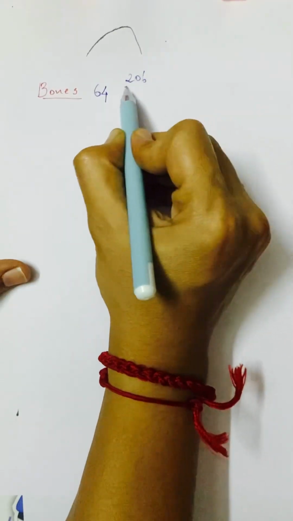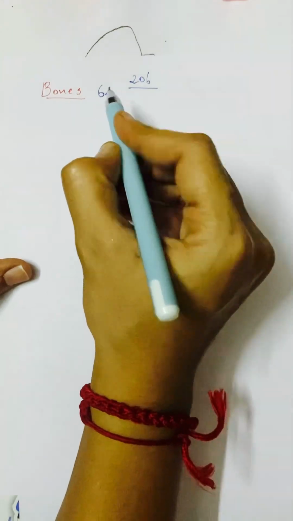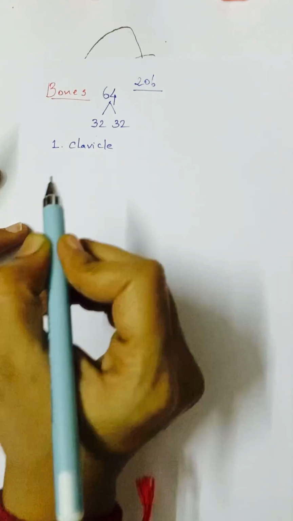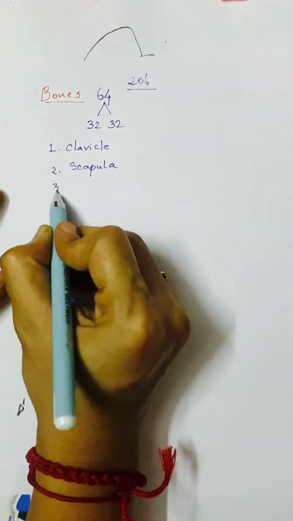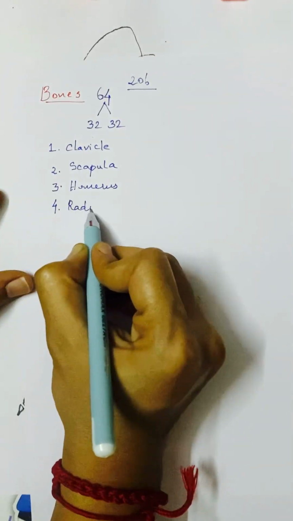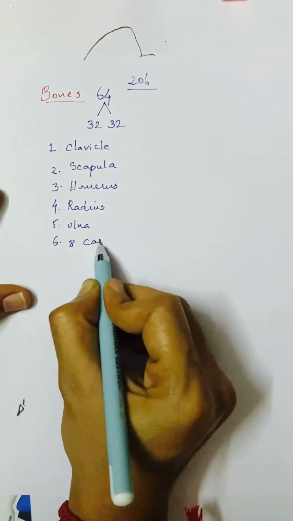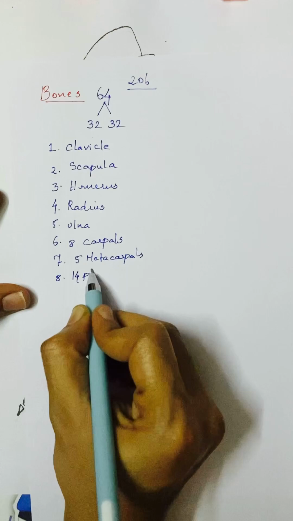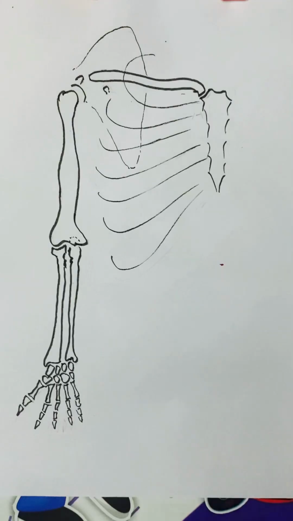So, how many bones are there? Totally out of 206 bones, upper limb has 64 bones, 32 in each limb. What are the bones? Clavicle, scapula, humerus, radius, ulna, 8 carpals, 5 metacarpals, and 14 phalanges.